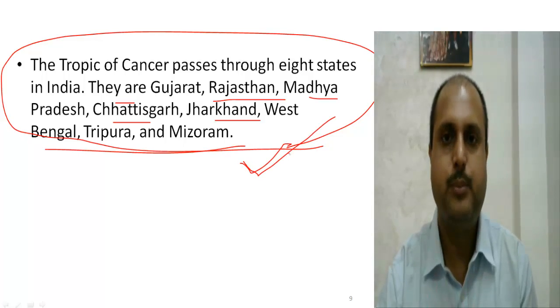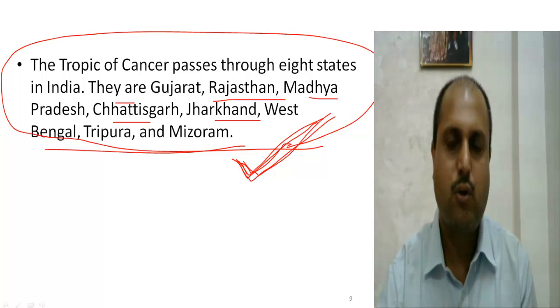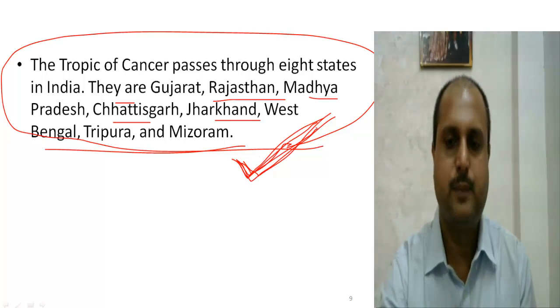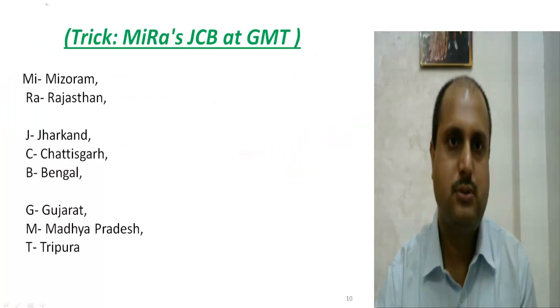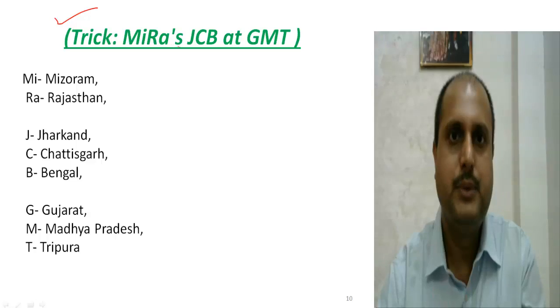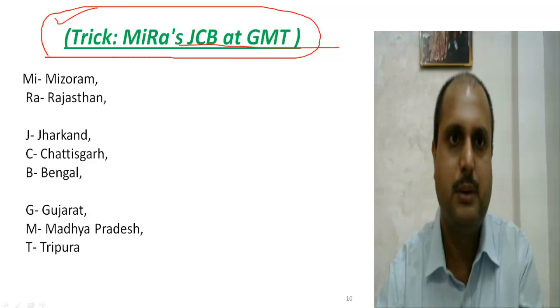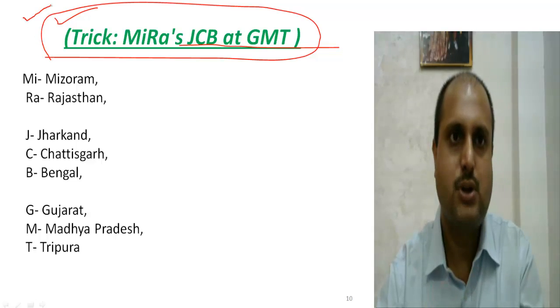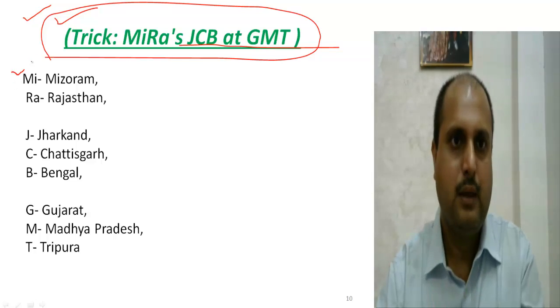Now, how to remember these? Is there any trick to remember these 8 states? Because this is a common question in this chapter, we have a trick to remember these states. The trick is Mira's JCB at GMT. This is the main trick to understand and remember these 8 states of our country.